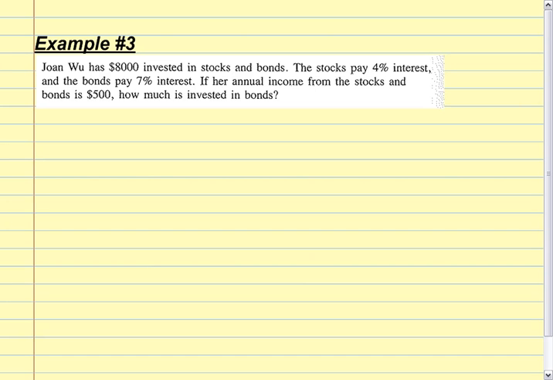And this one says that Joan Wu has $8,000 invested in stocks and bonds. Now watch how I write this. The amount in stocks plus the amount in bonds is equal to $8,000. Easy. That's what they just told us.